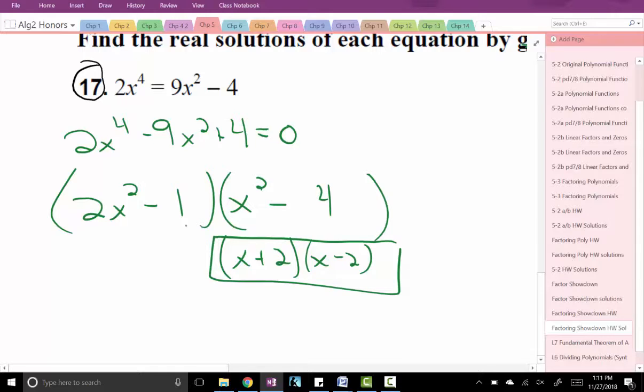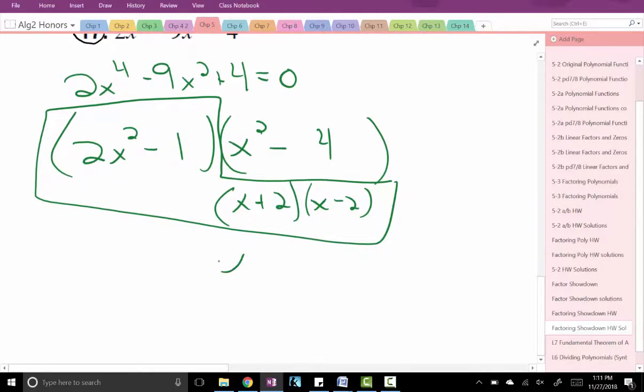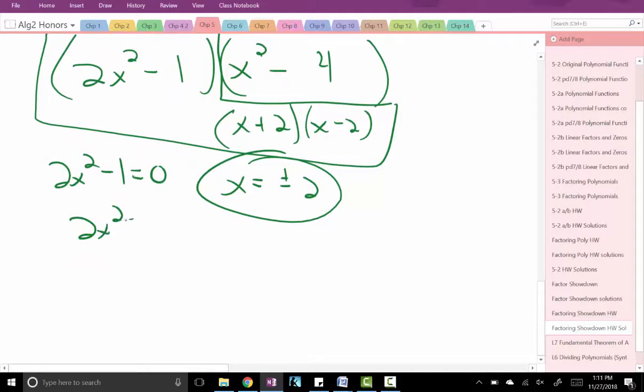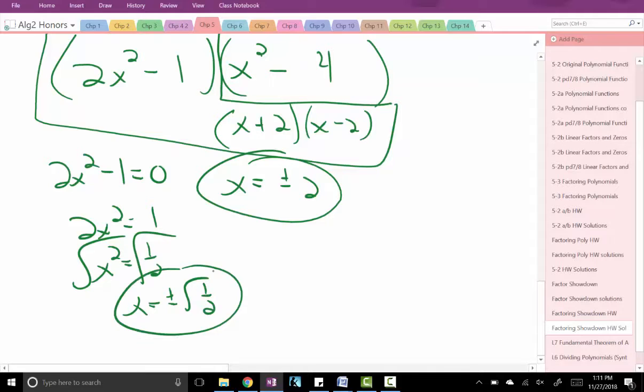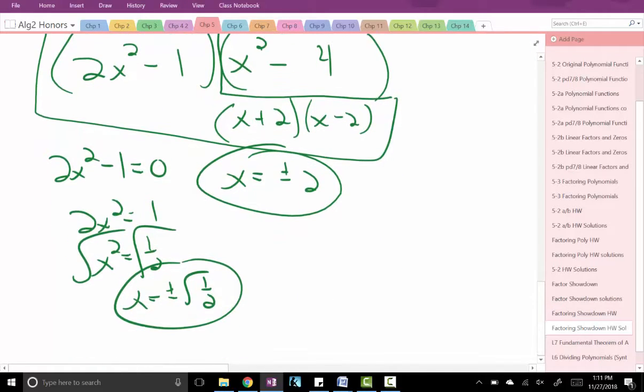And out of the first one, we can't do anything else with it. So let's get rid of that and just say this is my answer. If I want to get solutions, positive and negative 2 out of these two. And over here, x squared minus 1 equals 0. So 2x squared equals 1, x squared equals 1/2, and then we'll take the square root of it. So x equals plus or minus the square root of 1/2. So positive 2, negative 2, positive and negative the square root of 1/2. That's all 4 answers that we need.